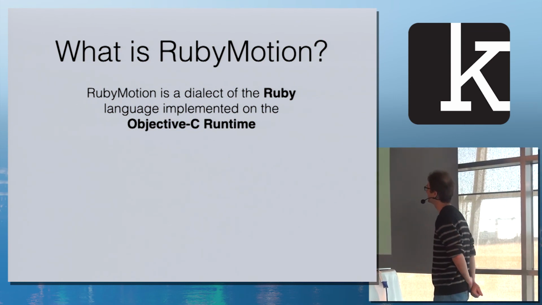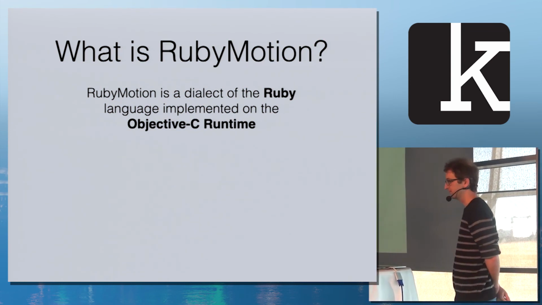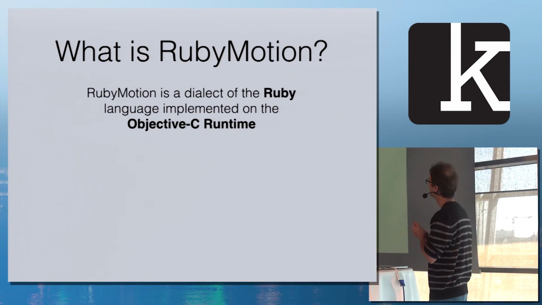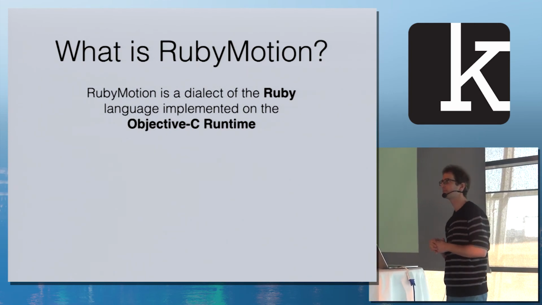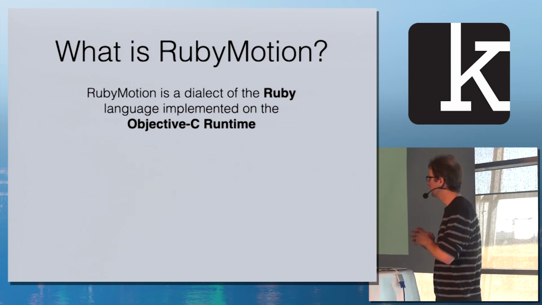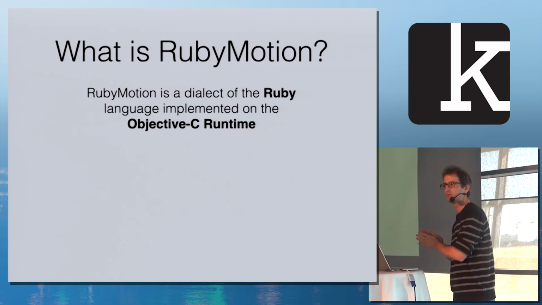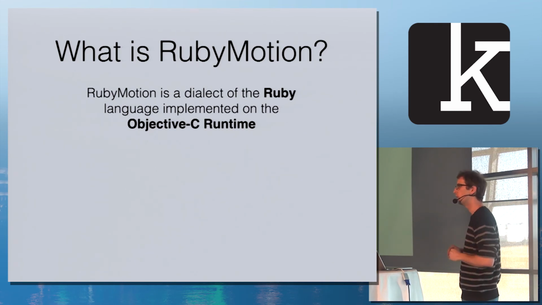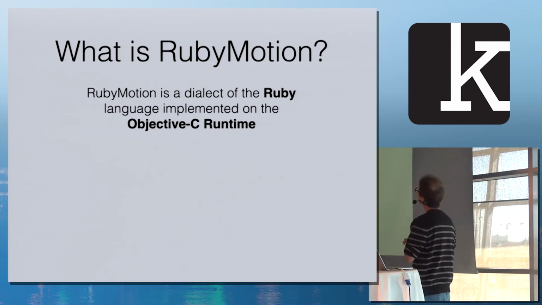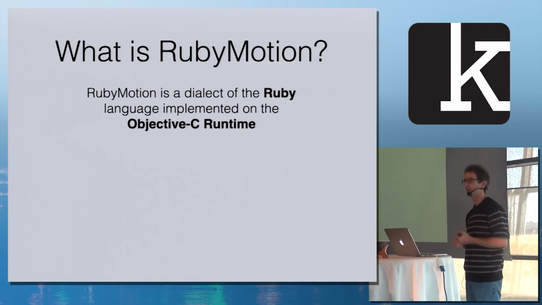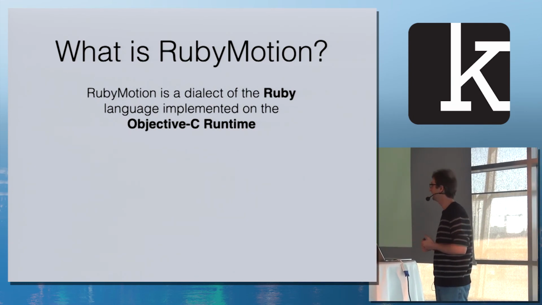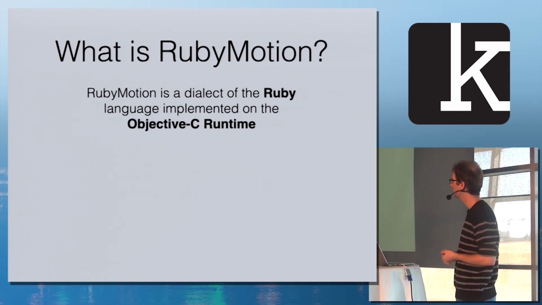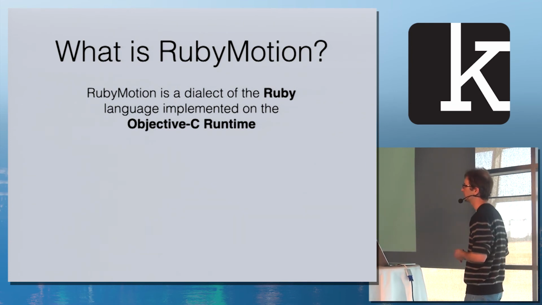So what is RubyMotion? Well, to put it quite simply, RubyMotion is a dialect of the Ruby language implemented on the Objective-C runtime. So it's not 100% compatible with any version of Ruby. It's closest to Ruby 1.9.3-ish. And there are certain limitations of the iOS devices that make it impossible to be 100% compliant. So it tries to be as compatible as possible.